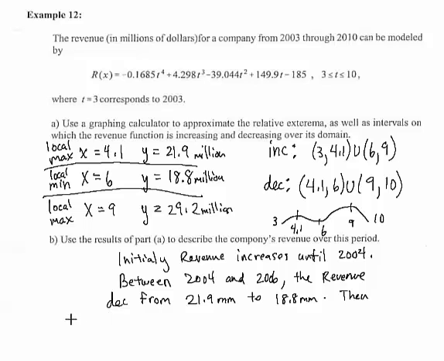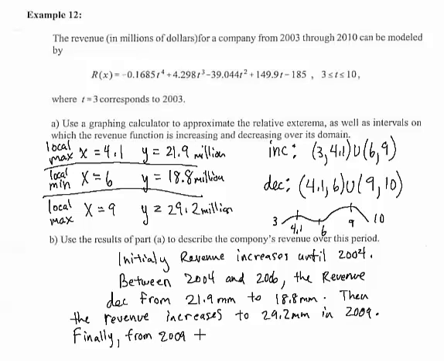Then the revenue increases to, let's see, 29.2 million in 2009, finally from 2009 to 2010, or maybe you could say to the present, revenue decreases again.